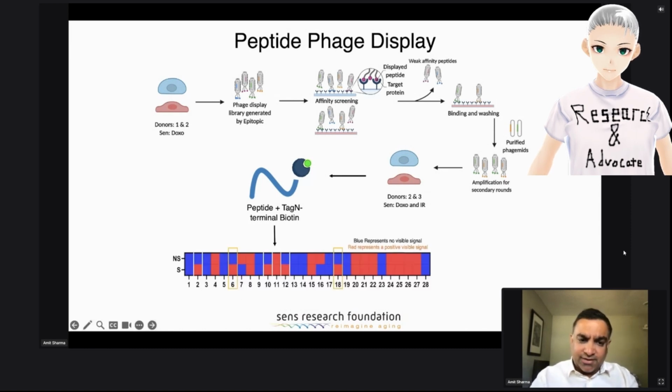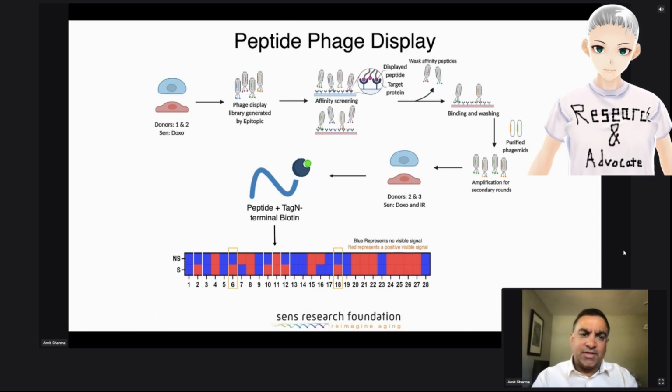proteins which were enriched. And this is a simple heat map where blue means that there was no binding, and red means a strong binding. And we were able to hone in on two different peptides, peptide 6 and peptide 18, that we found were interesting. Meaning they were able to show strong binding on senescent cells, but we found weak binding on non-senescent cells.